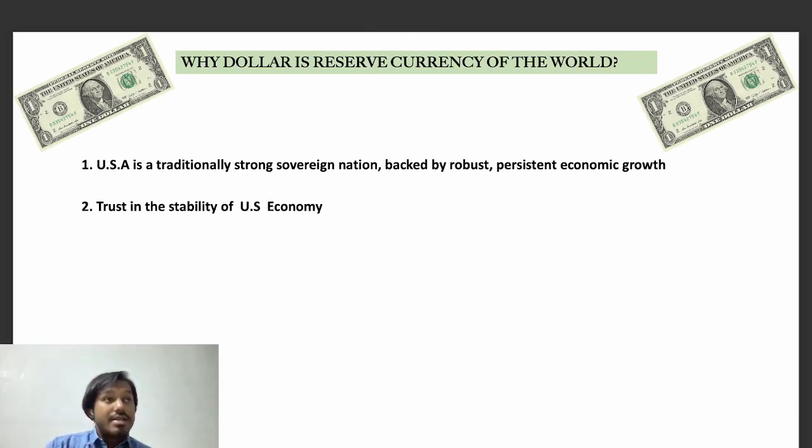Around the world, they trust the American government, they trust the American economy, because America's economy is very stable. Any crisis that comes up, the country handles it very well. That's the reason the world trusts America rather than China or Russia. So economically they're strong, and economically they're very stable.